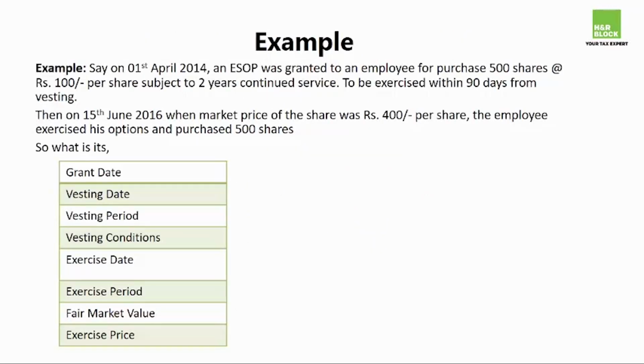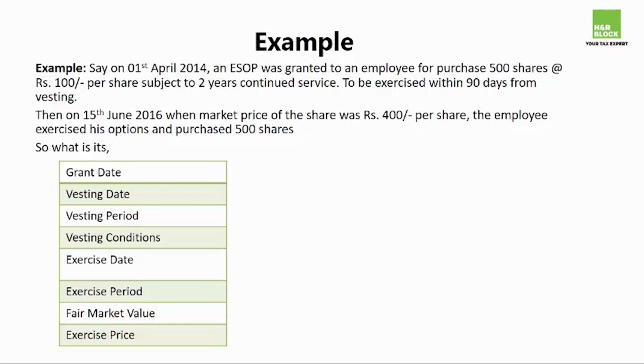Let's take an example to understand what these different terminologies mean. Say on 1st April 2014, an employee stock option was granted to an employee for purchase of 500 shares at rupees 100 each, subject to 2 years continued service, to be exercised within 90 days of vesting. Then on 15th June 2016, when the market price of the share was 400 per share, the employee actually exercised his option and purchased those 500 shares from the company.